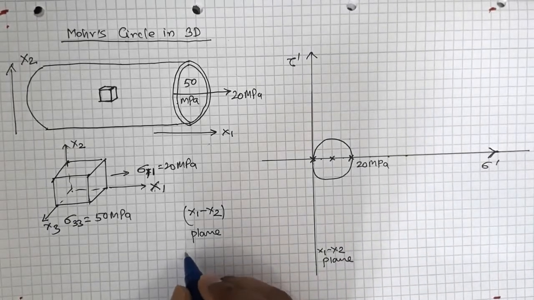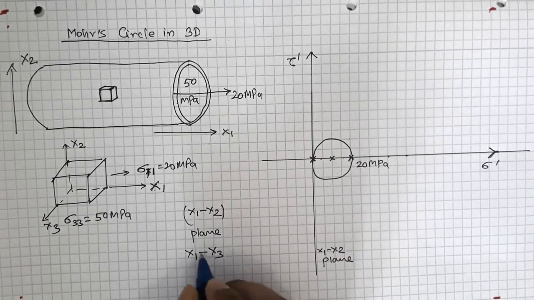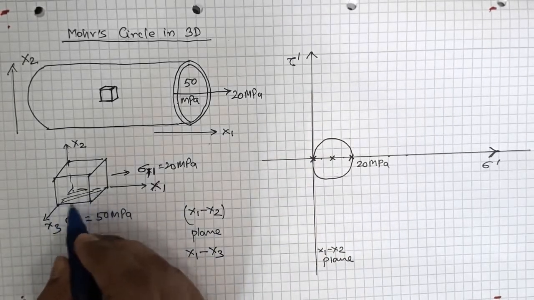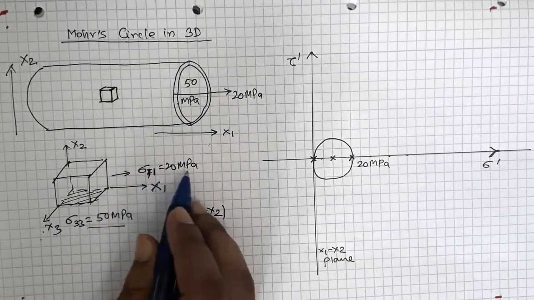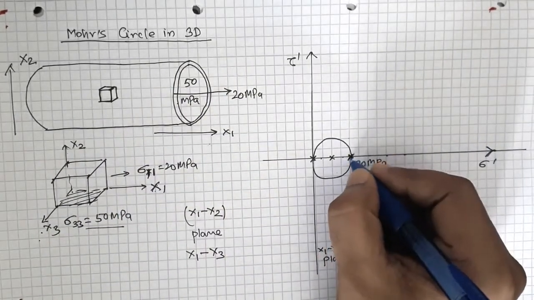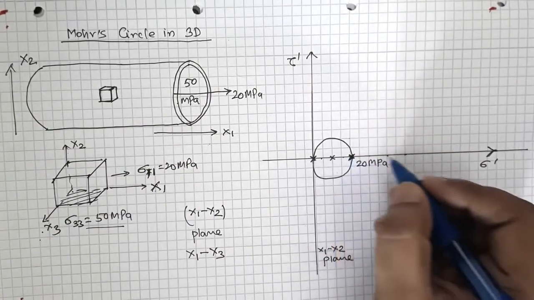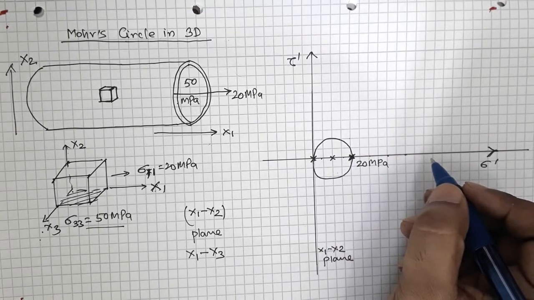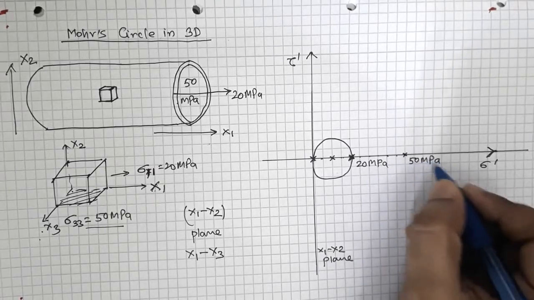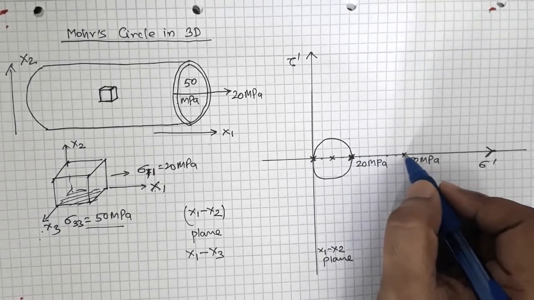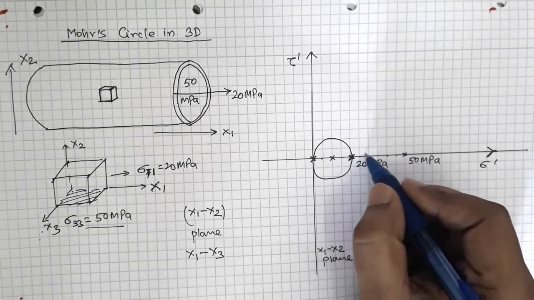Now let us consider the x1 x3 plane. Okay, so this plane, the x1 x3 plane. So in x3 I have 50, in x1 I have 20. Okay, so one point is this, the principal stress value is 20, another principal stress value is 50. Okay, so this will be 50 megapascal. Now I need to draw another circle which has a center somewhere.